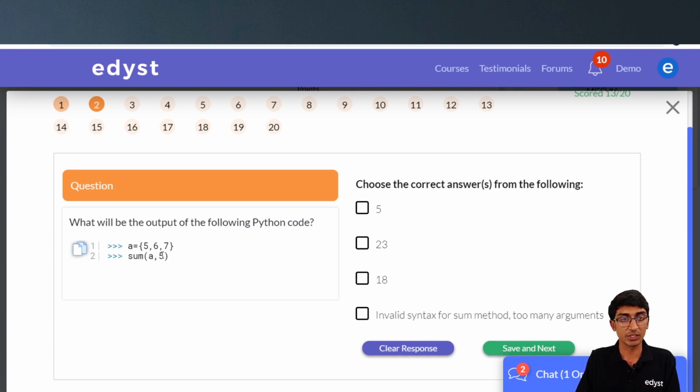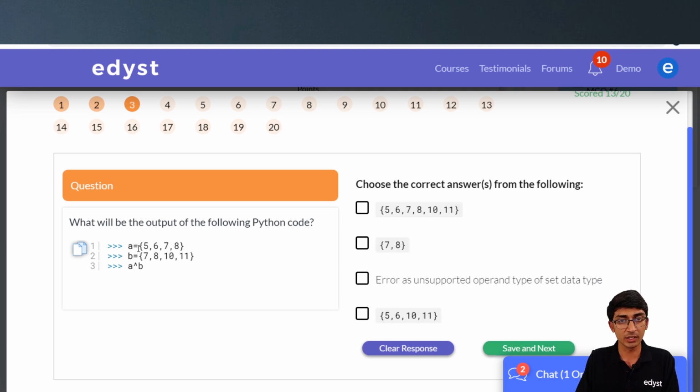A is equal to 5, 6, 7, sum of A and 5. You'll be surprised this actually works. What happens here is it will take the sum of A and it will add it to all of the elements over here. So 5 plus 6 plus 7 is 5 plus 6 is 11, 11 plus 7 is 18, 18 plus 5 is 23. So your answer is going to be 23.